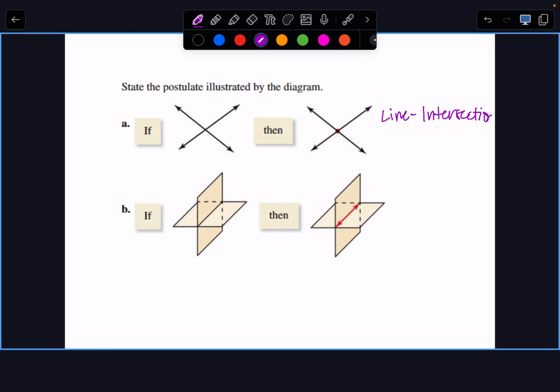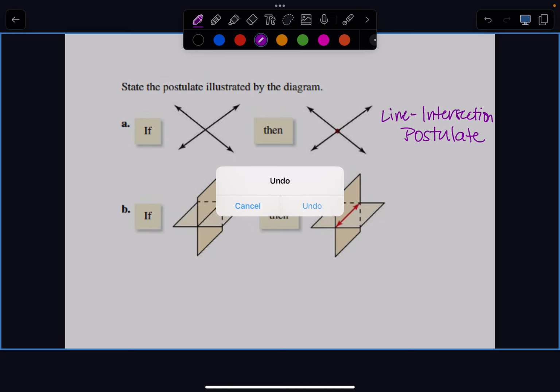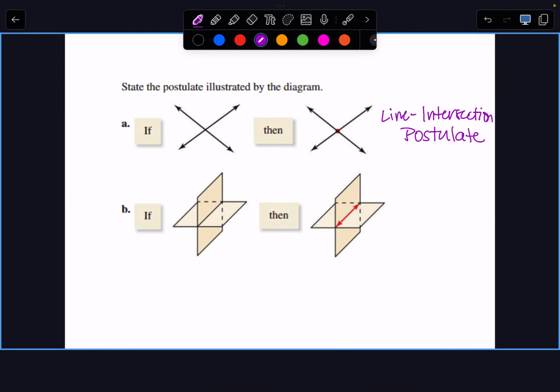Okay. If 2 lines intersect, then they intersect at a point. So how about this second picture? What is this demonstrating? Ollie has it, we know you have it. Let's give somebody else a turn. What do you think, Conway? 2.7. Okay, and what's 2.7? Plane intersection postulate. Uh-oh, I'm going to run out of room. Postulate: if two planes intersect, then they intersect in a line.